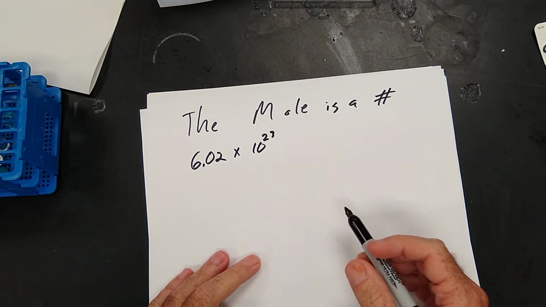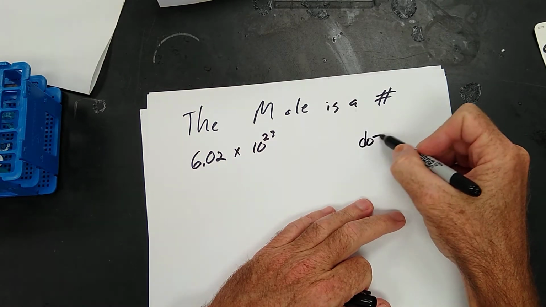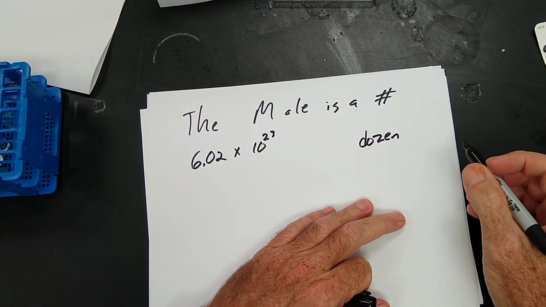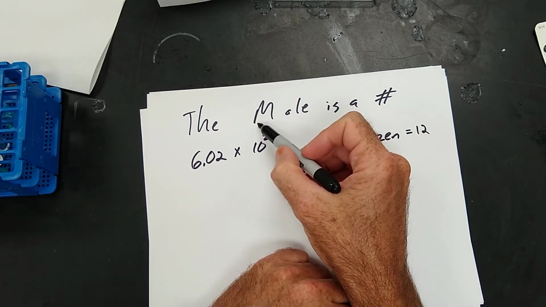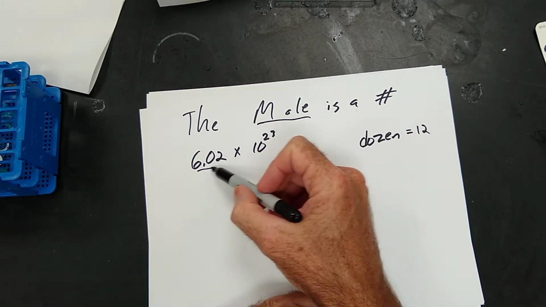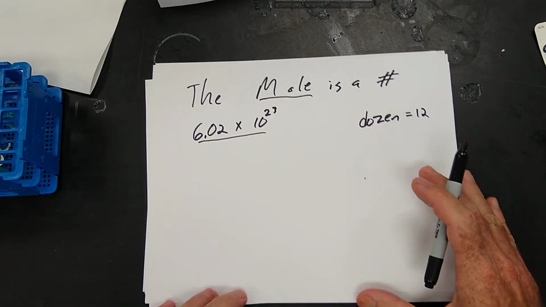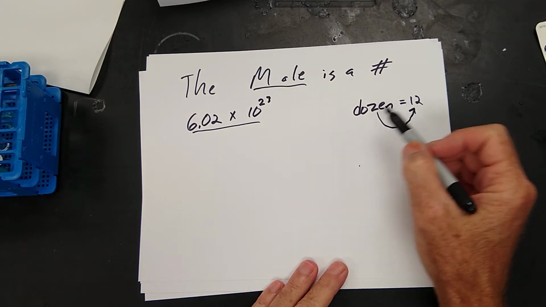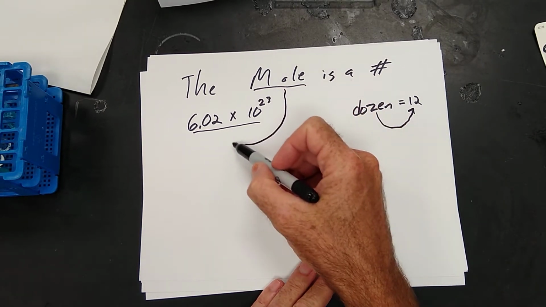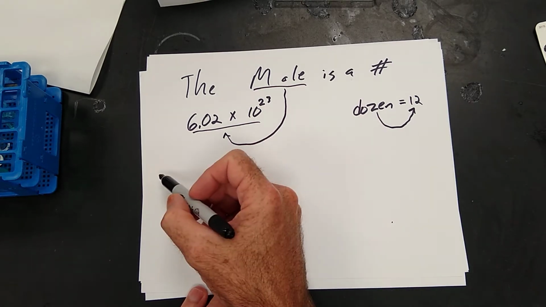It's a really big number. Now, you've heard of using words for numbers before, like how about this word right here, dozen? That means 12, right? Well, when we say the word mole, it means this number. It's the same thing, okay? The word dozen means 12. The word mole means 6.02 times 10 to the 23rd. Let's talk about how big that number is.